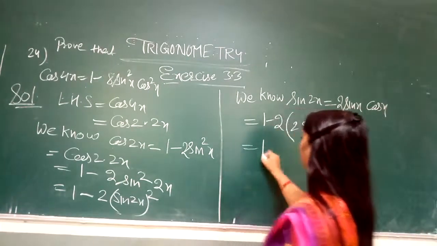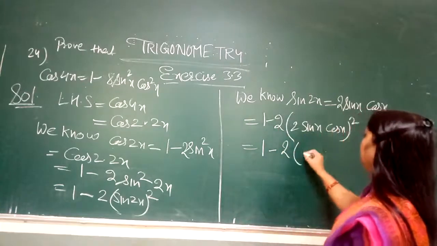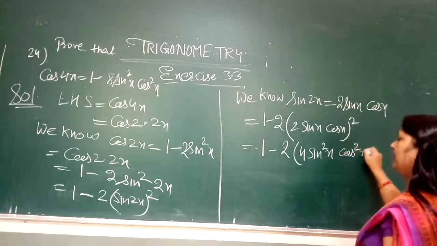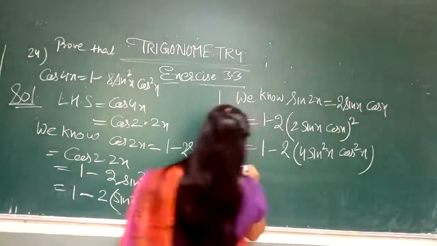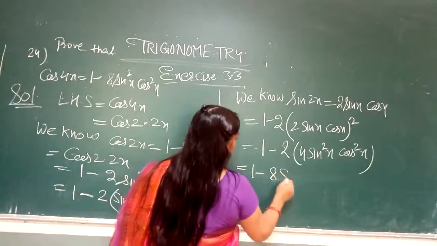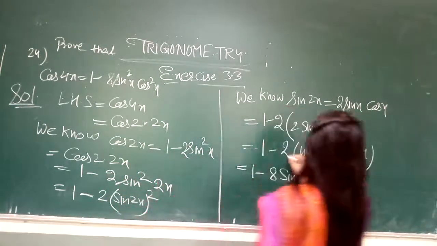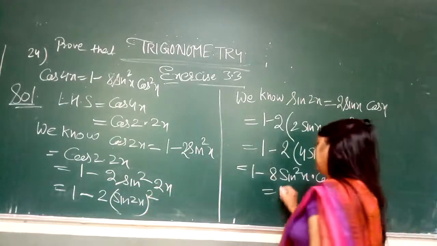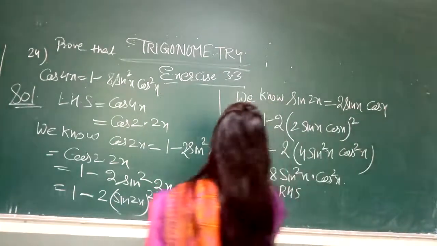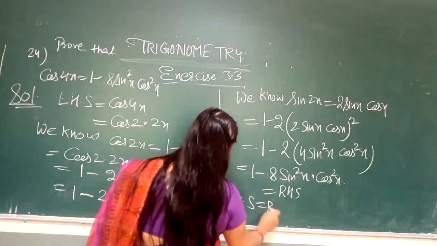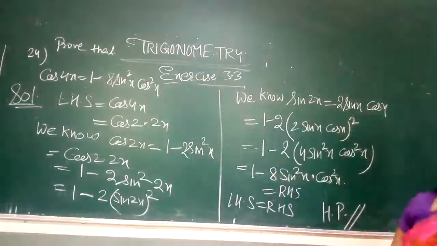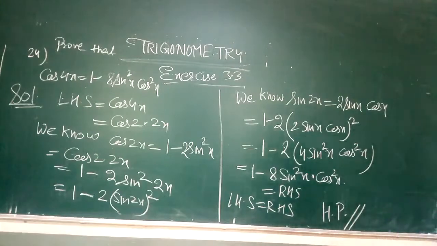After that we will open the square. 1 minus 2 as it is, it will come 4 sin square x cos square x. Now after that multiply, it will come 1 minus 8 sin square x into cos square x. So this is the right hand side. So it means left hand side is equal to right hand side. Hence proved.